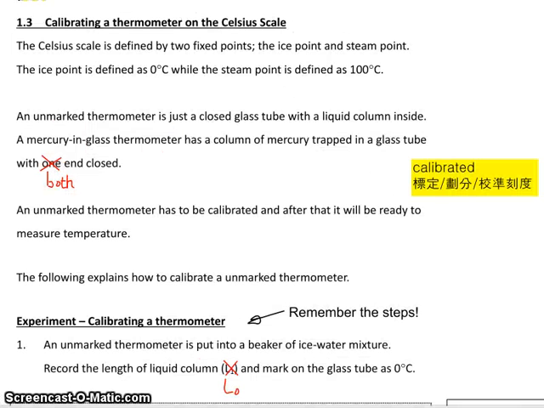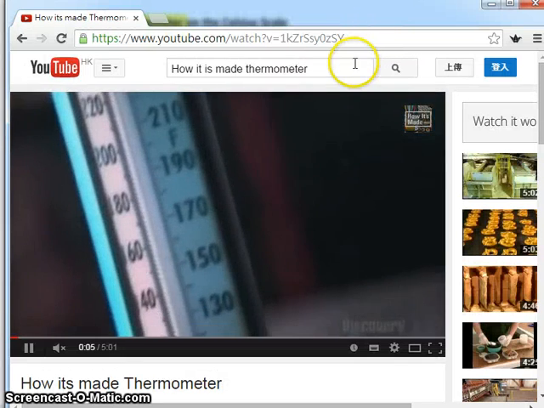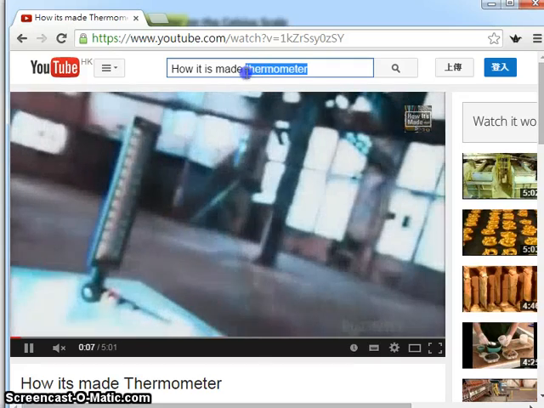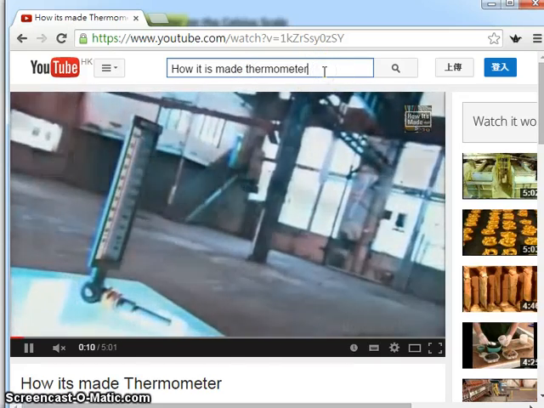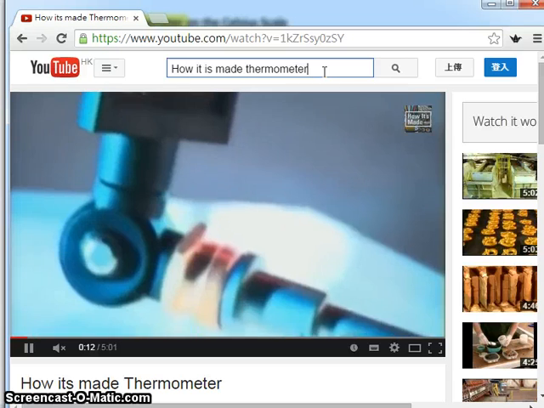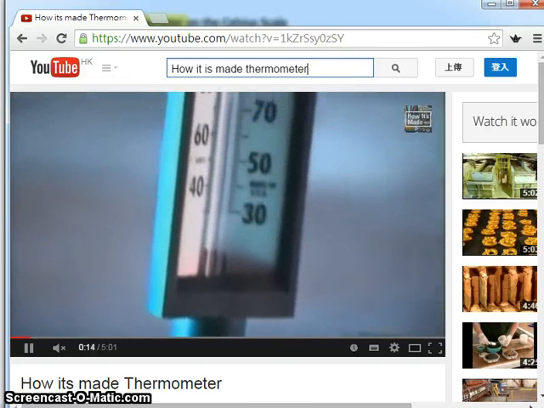So here comes the last part of today's lesson, calibrating a thermometer. People may now start to ask the question, how is a thermometer made? You may search YouTube and find this video. It's going to tell you how it is made.